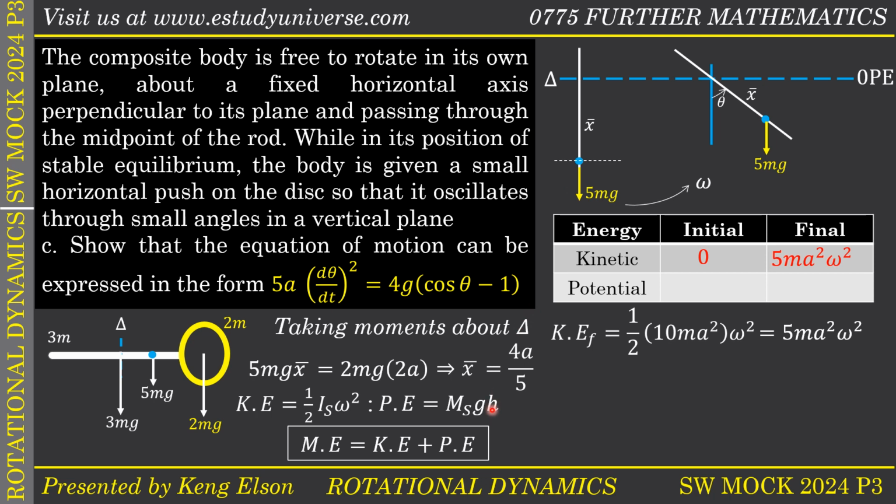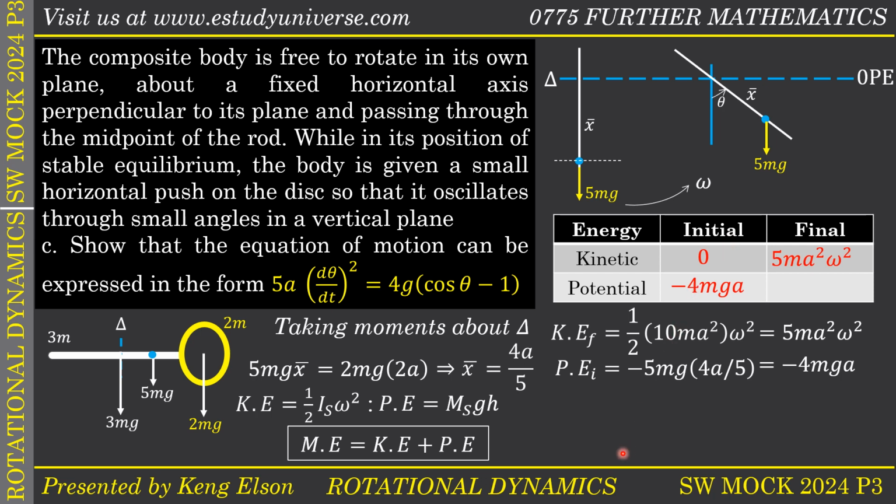We said h is the displacement of the center of mass of the system from the line of zero potential energy. Displacement is a vector quantity. Since it is below the line of zero potential energy, it is going to be negative, okay. So the initial potential energy is negative, the mass is 5m, times g, and then times x bar. The x bar is 4a on 5. When we simplify, we get negative 4mga. So that is the initial potential energy.